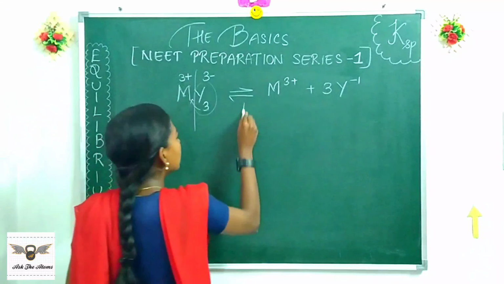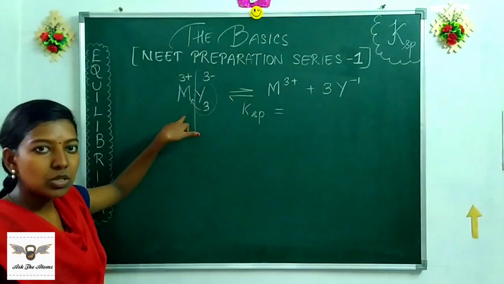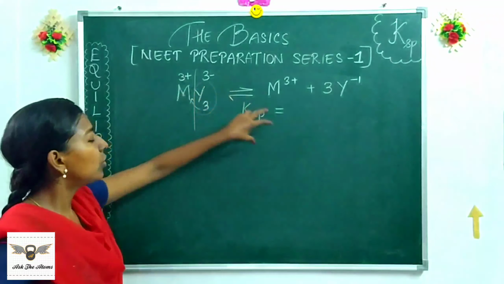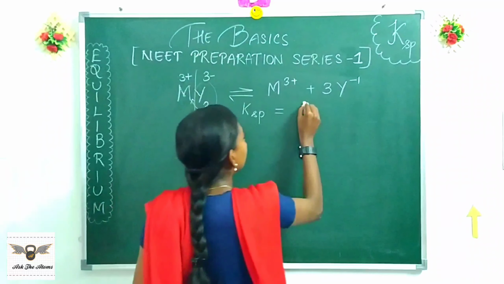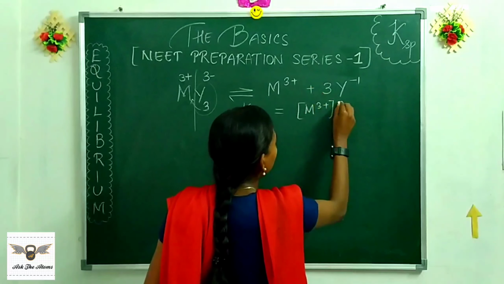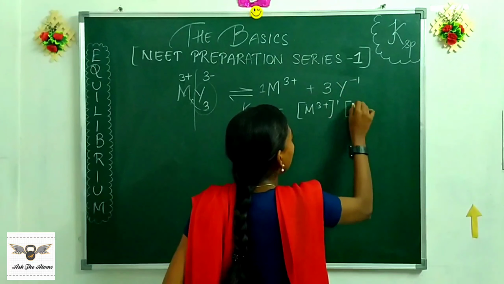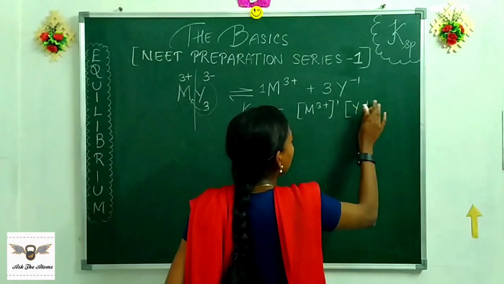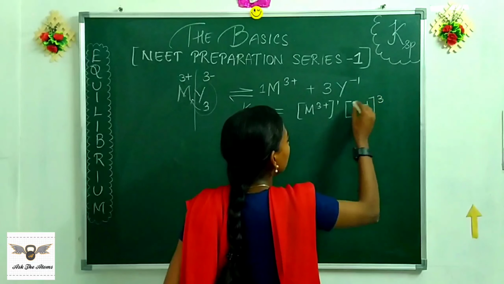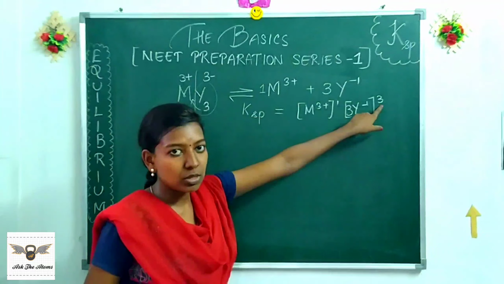Now, what is going to be our KSP? Always look at the right side, do not look at the left-hand side because it's in solid state and we don't have to include it in the solubility product equation. So it is nothing but the concentration of M 3 plus, power 1, because the stoichiometry here is 1, and the concentration of Y minus, power 3, because it is 3 Y minus, the whole power 3. This is how we have to write it.